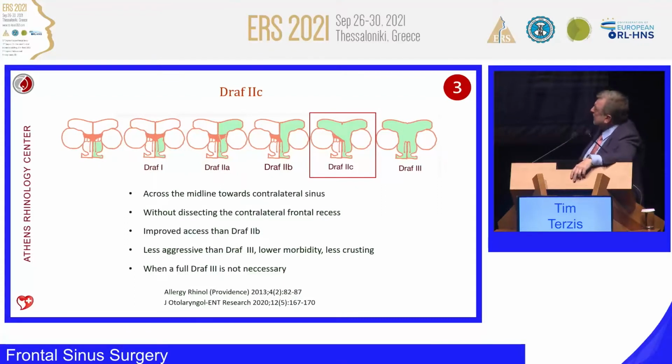So a few words on Draf 2C, which is an incomplete Draf 3, basically. We do a Draf 2B on one side, and we just go to the other side, crossing the midline, which could be a stage of Draf 3, as we do sometimes. And it can help in some cases. You want to comment on that?